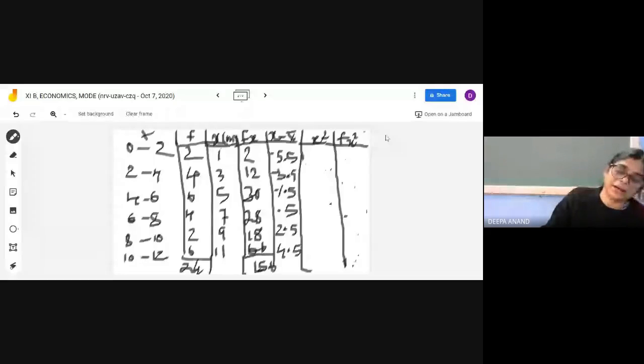According to the formula, in the direct method we write sigma fx square by n. Listen, according to the formula in the direct method, we write sigma fx square by n. We bring x to the deviation, then the square of the deviation, and multiply it by f to make fx square. X square means this deviation, actually the deviation square, dx square. So 5.5 gives 30.25.